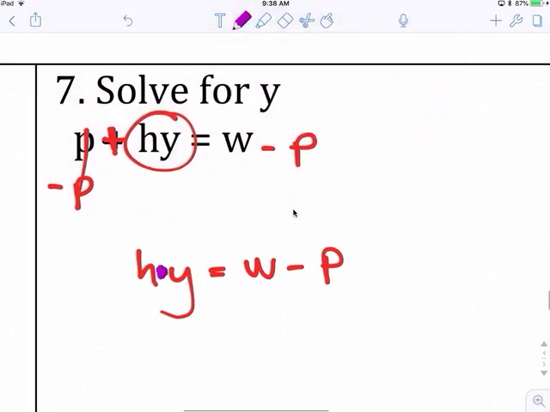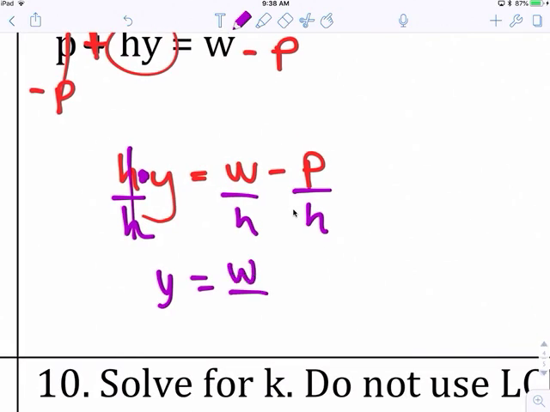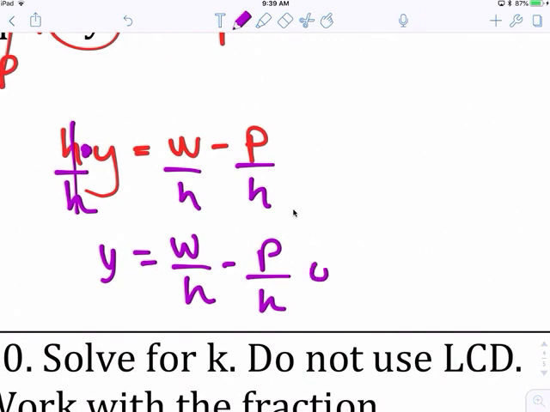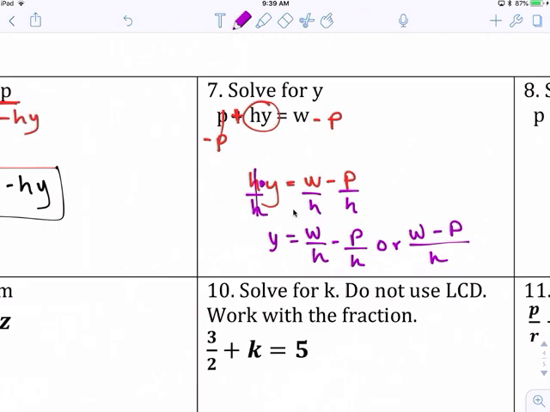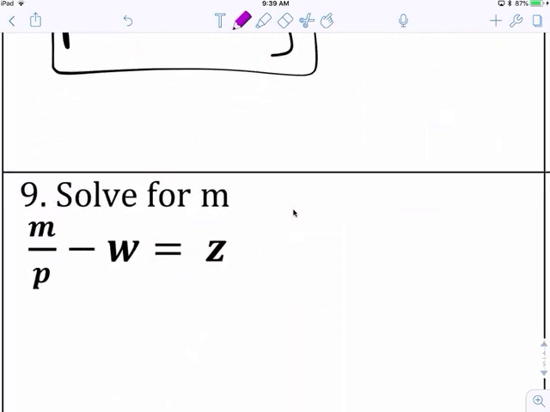This is times, so you have to divide by H. Divide by H to all of them. Y equals W over H minus P over H. Another way they write this is W minus P all over H, like that. Both of them get an H. That's a shorter version. You'll see that a lot. Okay? That means H goes on both of them.